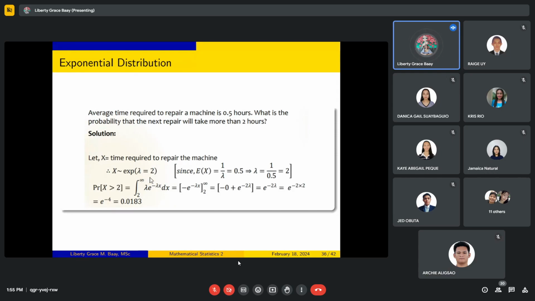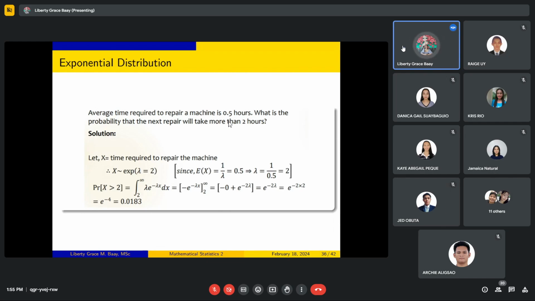So our lambda is equal to 2. Since the expected value of x is equal to 1 over lambda, then that is equal to 0.5. You are given the average time, so that is 0.5, and solving for lambda, we have lambda equal to 1 over 0.5, which is equal to 2. Cross multiply, divide both sides by 0.5, so we get 1 over 0.5, which is just equal to 2.